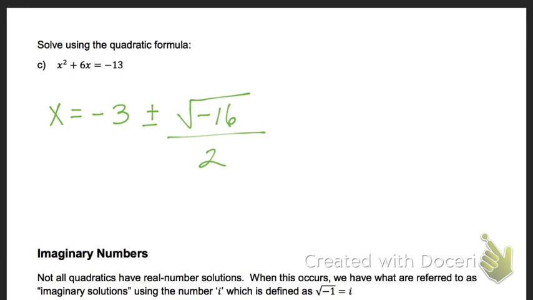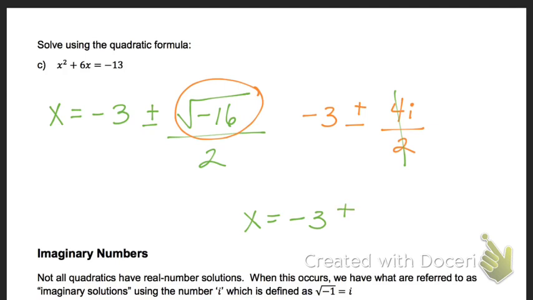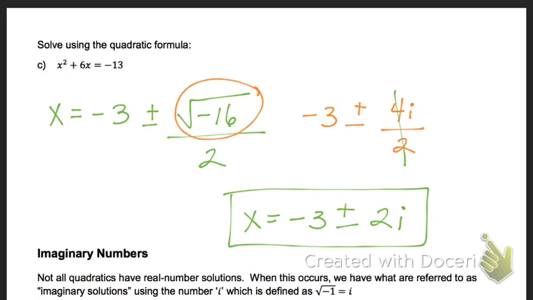Using our mature, imaginary abilities, let's go ahead and get a final solution for this. So I can simplify this to be what? 4i. So I'm going to say negative 3 plus or minus 4i over 2. The 4 and the 2 can reduce. So my final answer is x equals negative 3 plus or minus 2i. So it doesn't have any real solutions, but it does have 2 imaginary solutions.